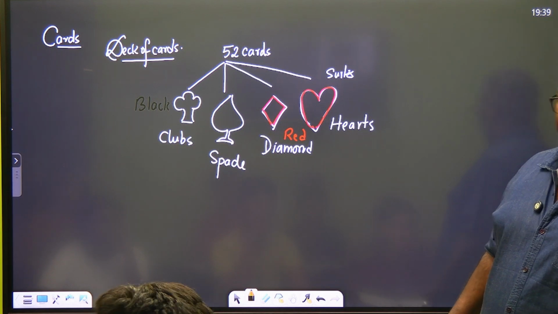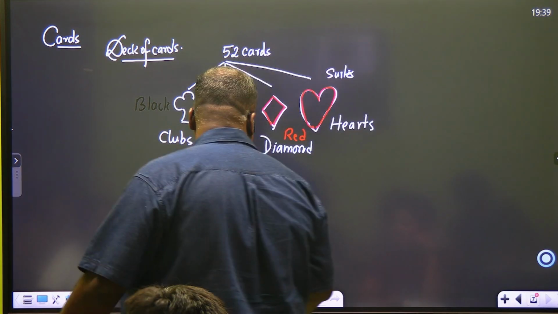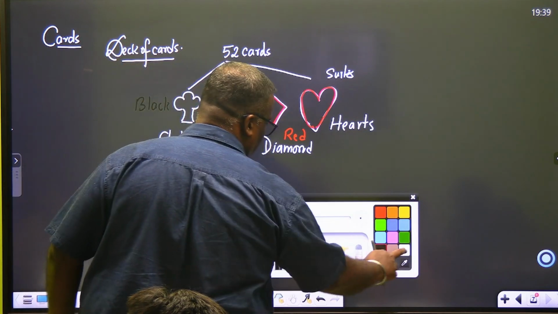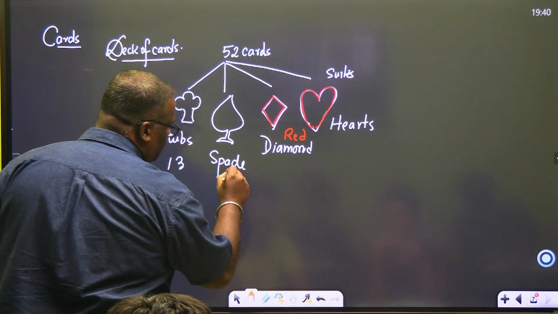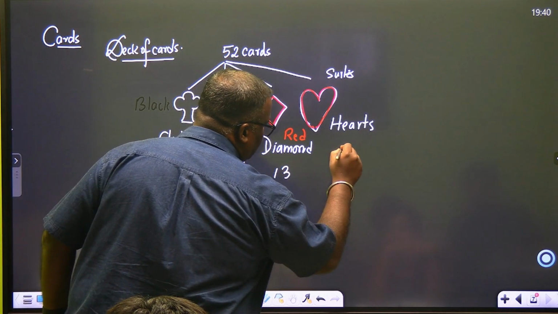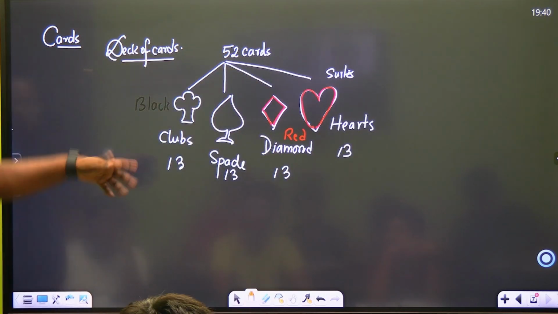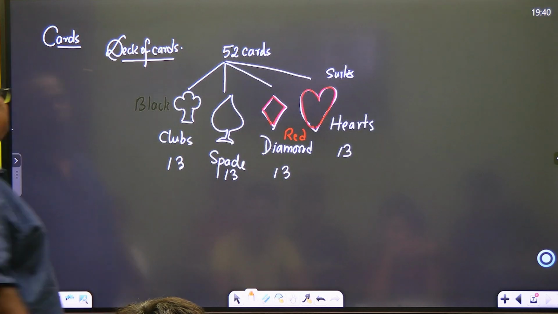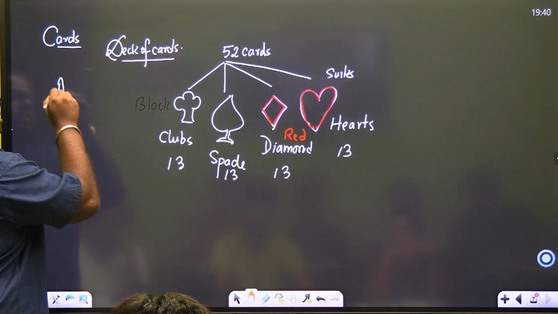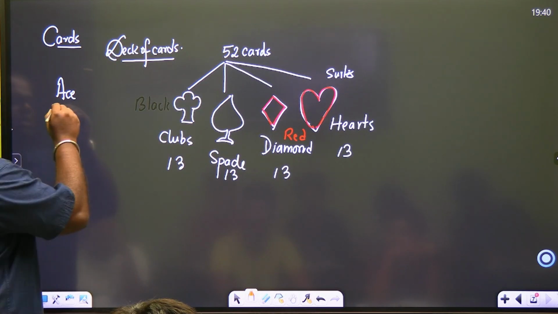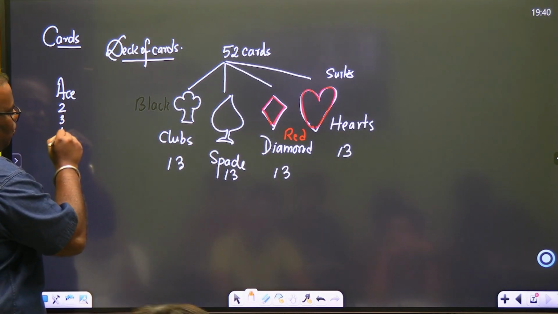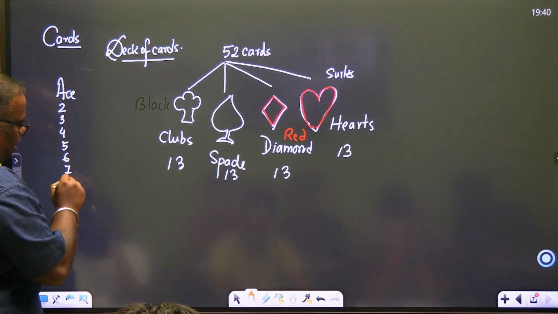Very good. Okay. So pick up any one suit. Each suit should have how many cards? 13 cards. Excellent. 13 multiplied by 4 gives you 52. Okay. So 13 cards start with a card which is known as ace. हिंदी में जिसे इक्का बोला जाता है. Ace. 2, 3, 4, 5, 6, 7, 8, 9, 10.